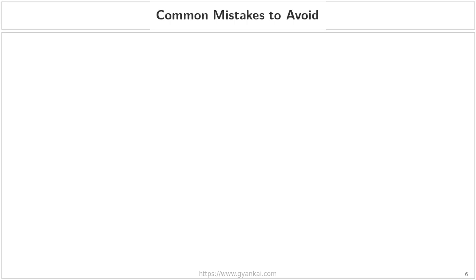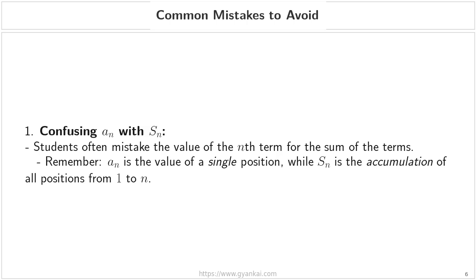Common mistakes to avoid. First, a very common mistake is confusing the nth term, which we call a sub n, with the sum of the terms, which we call s sub n. It is easy to see a value and think it's the total, but remember the distinction.